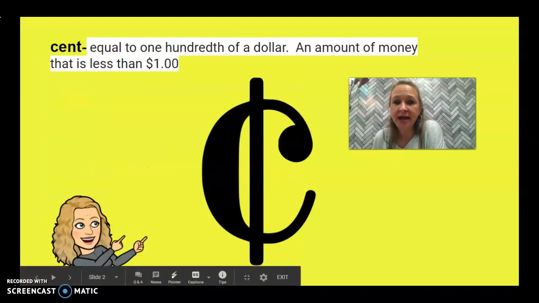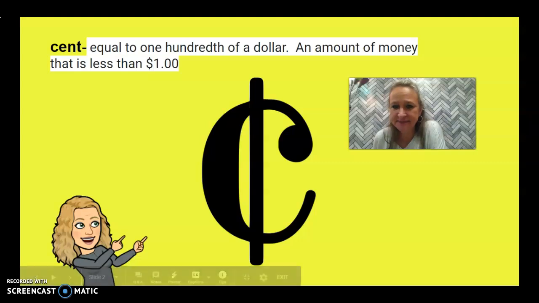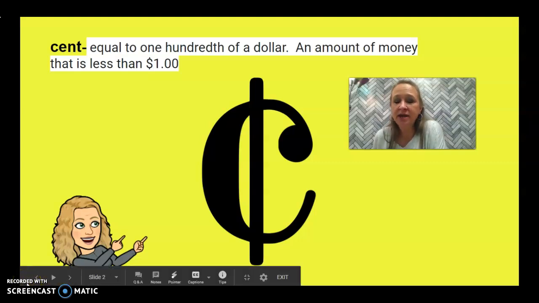So let's look at our vocabulary. We have cent. Say the word cent. That is equal to 1/100th of a dollar. That is an amount of money that is less than $1.